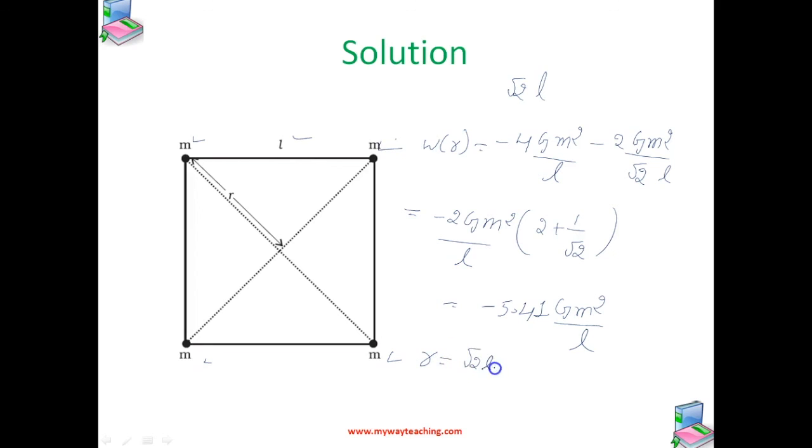So the gravitational potential at the center of the square, where R = √2 L / 2, is given by -4√2 G m / L. This is the gravitational potential at the center of the square. At that point, the value of R is taken as √2 L / 2.